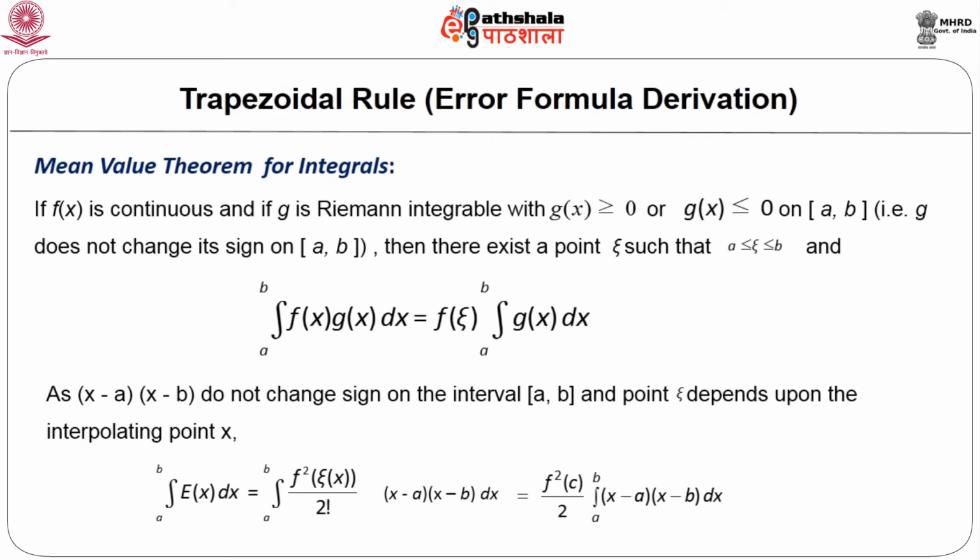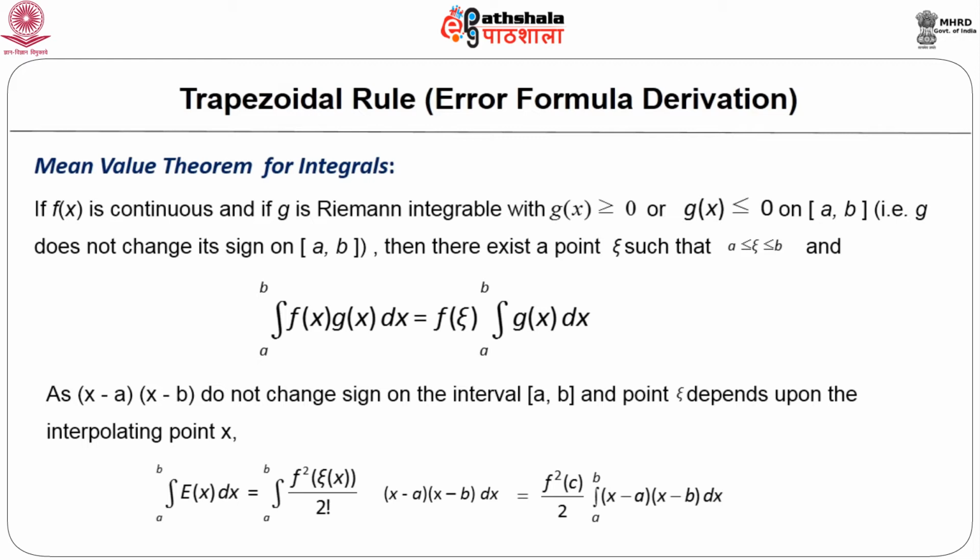Meaning, when we are integrating the product f(x) into g(x), and if g(x) does not change the sign, then f at some point within the interval can be taken outside the integral sign, and all we are required to integrate is g(x). So, this would be very handy in order to enable us to evaluate this integral. So, our integral is integral a to b of f''(xi) by 2 times (x minus a)(x minus b). See here, 1 by 2 is constant, comes out, and (x minus a)(x minus b) will take the role of g in the mean value theorem.